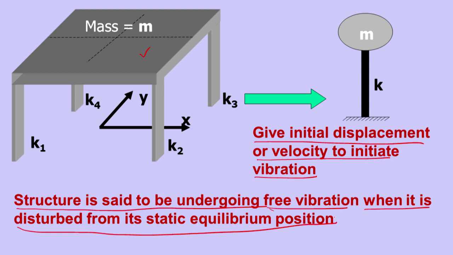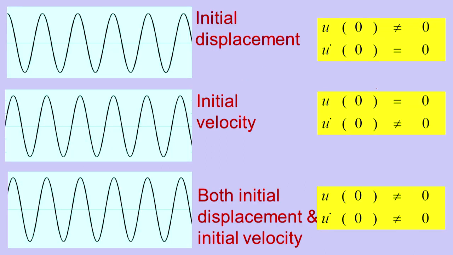This idealized system can be represented by a mass and spring system. Now, initial displacement, initial velocity, or both. If we give an initial displacement here, as you can see, the horizontal axis is the time scale, and at time t equal to 0 we are giving some initial displacement. So u at time t equal to 0 is not equal to 0, meaning some non-zero displacement is given, and u dot, the velocity at the initial time t equal to 0, is 0. The initial displacement is given and the system oscillates according to its frequency around the time axis.